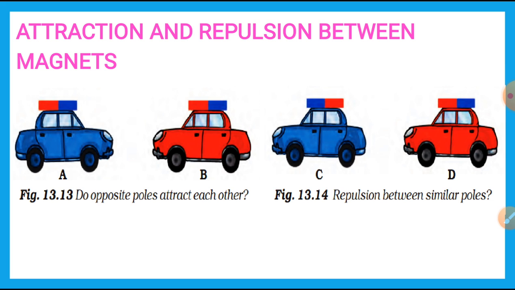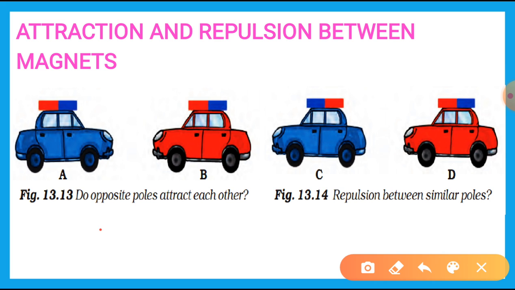Now this is our last topic, students. It is attraction and repulsion between magnets. You must have played many games with a magnet, and there are some games which we can play because of the repulsion property. Actually, similar poles of a magnet repel each other. It means that a north pole will repel another north pole. Similarly, a south pole will repel another south pole. But opposite poles attract. So a north pole attracts a south pole.